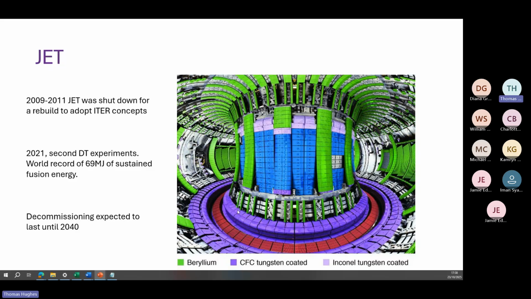And yeah, in 2021, they had their second run of DT experiments, and they broke the record for sustained fusion energy. This isn't Q factor. This is the amount of energy they got out over a period of time. I don't know how long that was, so you'll probably have to ask them when you're there. But they basically got the most energy out of a sustained fusion reaction. And the decommissioning is expected to last until about 2040.